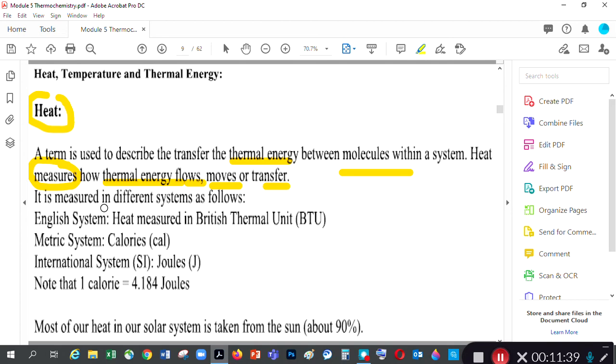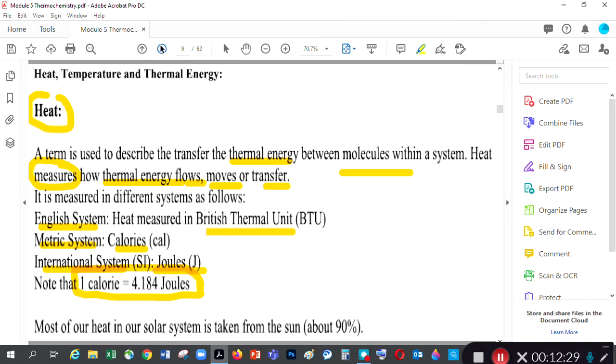And it is measured in different systems. We have the English system, heat measured in the British thermal unit, BTU, in the metric system as calories, in the international system, SI, in joules. And you'll see most of the time we'll be exchanging between the metric and international system, so between calories and joules. And note, just keep this for yourself for the time being, and you have to memorize it: one calorie is 4.184 joules.